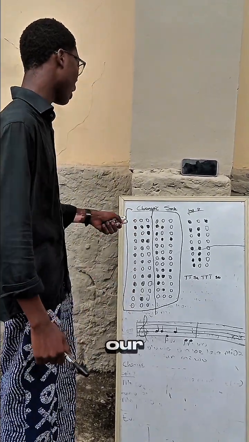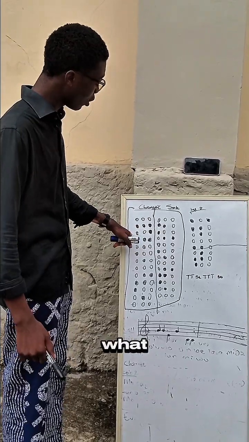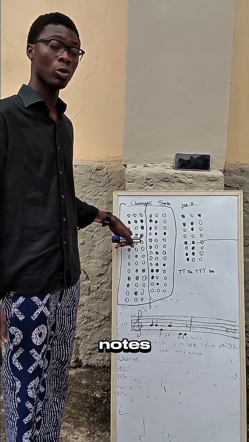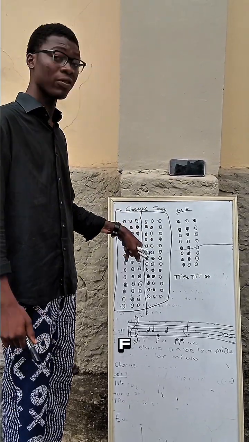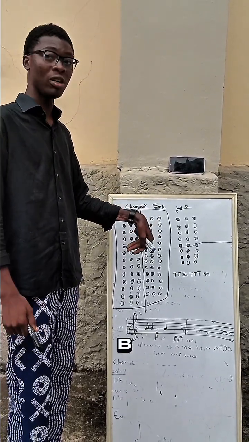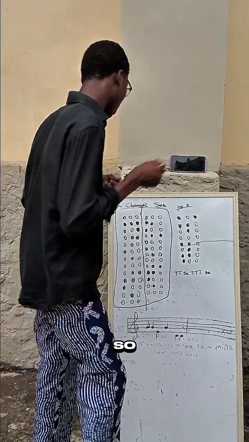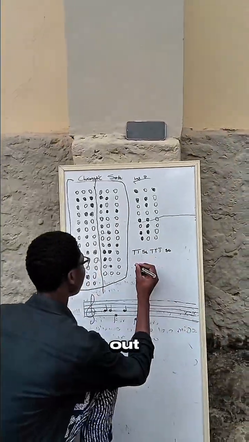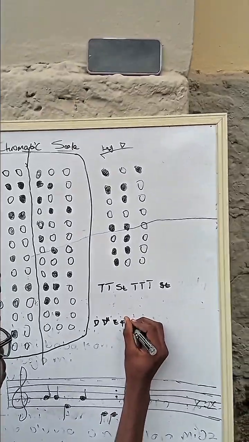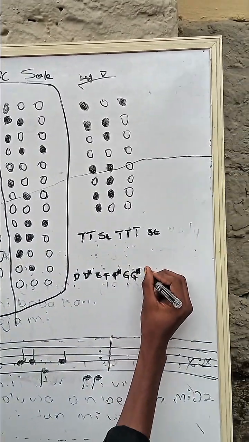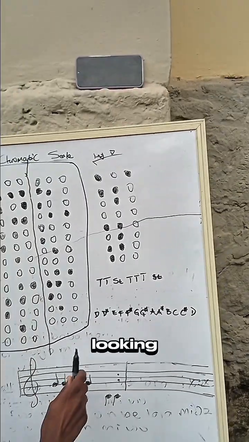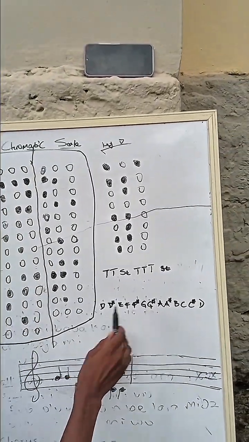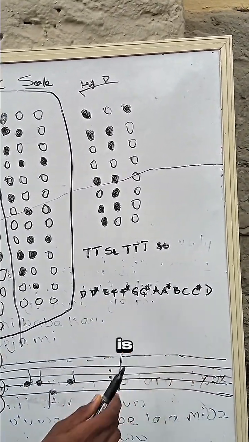Since it is the key we are starting from, what we have to do now is write out the notes, starting from D, then D sharp, E, F, F sharp, G, G sharp, A, A sharp, B, and C. So let's write that out. That's our D. As I said, whatever key you are looking for, once it starts from that key, it must also end at that key. So this is how we apply the formula.